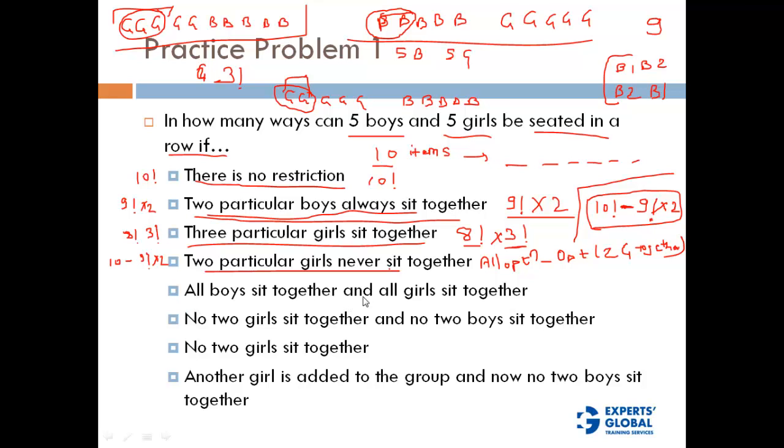All boys sit together and all girls sit together. Good. So it's going to be all boys together. It's going to be either B B B B B and then G G G G G, or all girls sitting together first and then boys sitting together. So there are two ways in which it can happen, depending on whether boys sit first or girls sit first. And then now I'm worried about the arrangement within each group. How many ways can 5 boys sit together? They can sit together in 5 factorial ways. How many ways can girls sit together? They can sit together in 5 factorial ways. So the total number of options is going to be 2 into 5 factorial into 5 factorial.